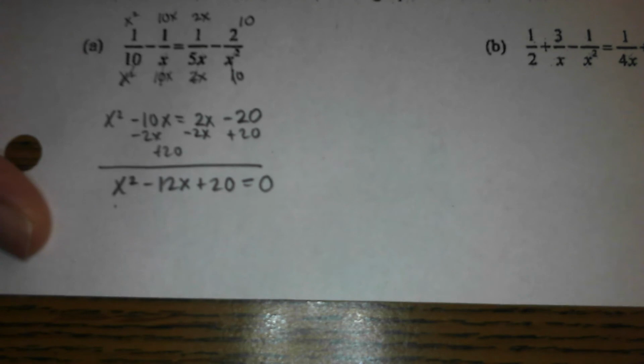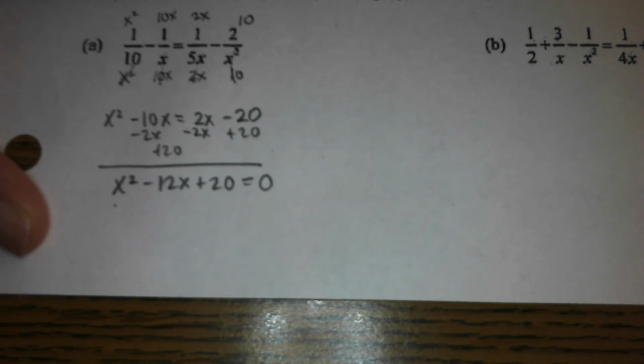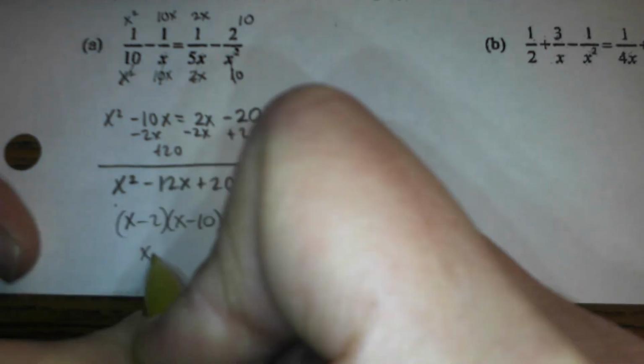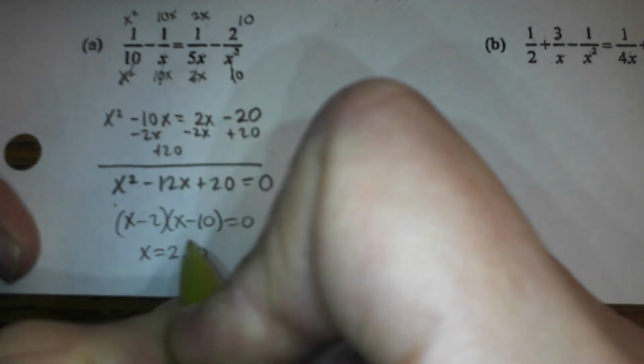So if I go to solve this quadratic, subtract my 2x over and add my 20 over, it factors pretty easily, does it? 2 and 10, yeah. X minus 2, x minus 10. So we have two answers, x equals 2 and x equals 10.